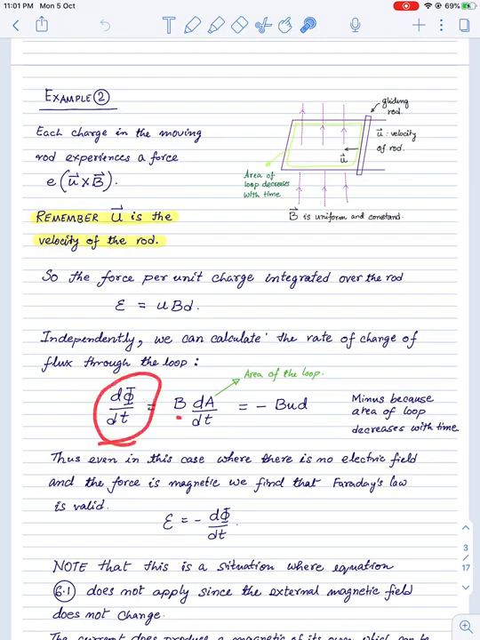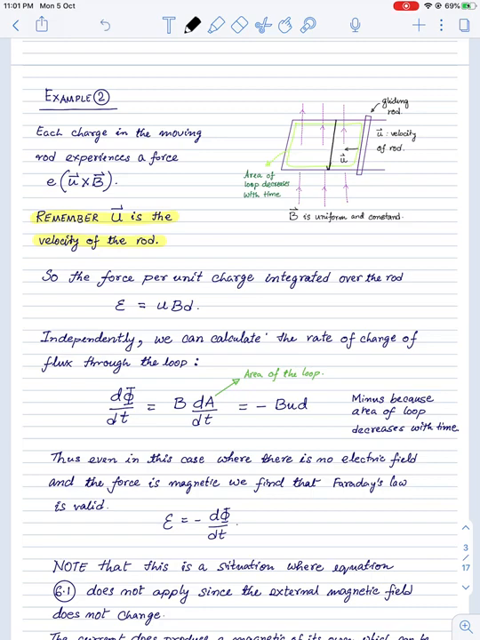So here we can say that there's a change in flux. Let's say d phi dt is B dA dt, and the area is decreasing at the rate u times d, because u is the magnitude of the velocity of this rod. So u times d is the rate at which the area is decreasing, because in some infinitesimal time, u delta t, it moves. So this will be the area that gets decreased.